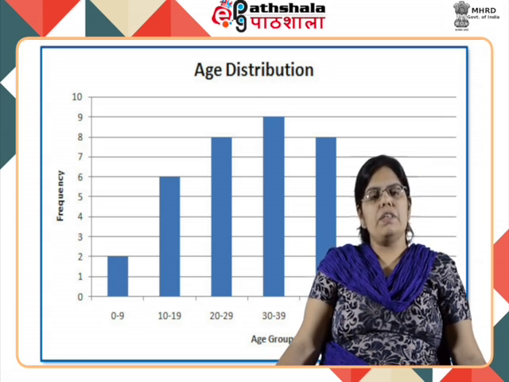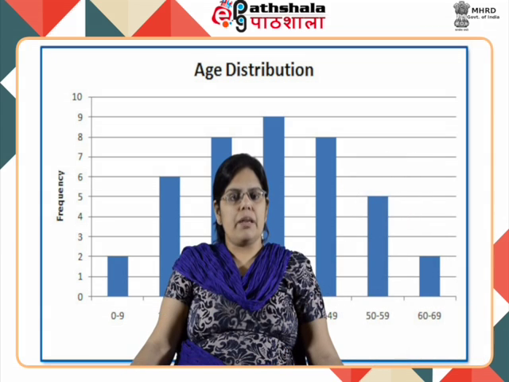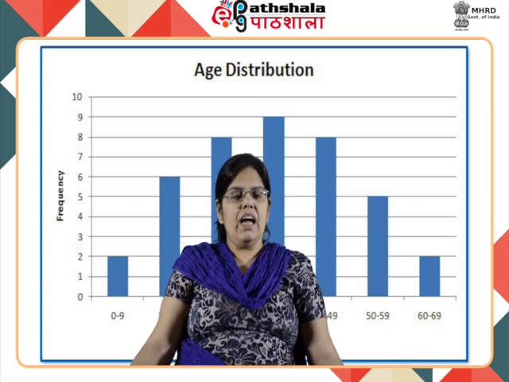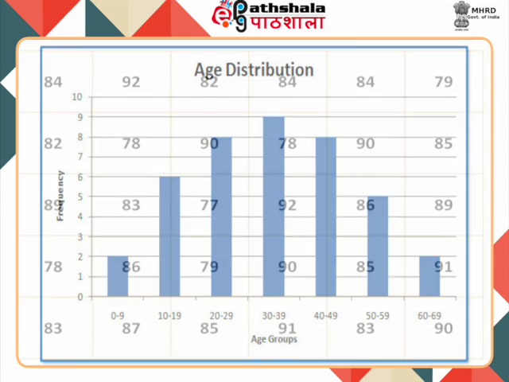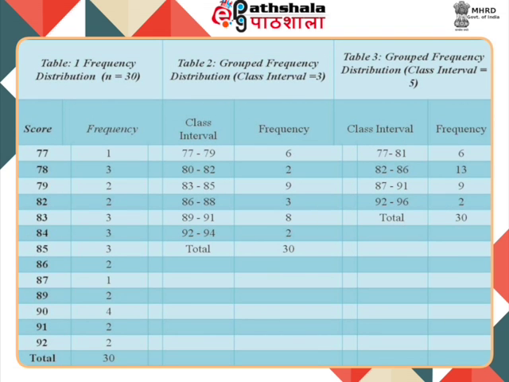Depicted are the marks obtained by a class consisting of 30 students in their psychology midterm exam. If the question is to tabulate the raw scores into a frequency distribution and a grouped frequency distribution of class interval 3 and class interval 5, let's do the statistical computations. The first table depicts an ungrouped frequency distribution in which scores are written on the extreme left followed by their frequency in the next column. The second and third tables represent grouped frequency distributions.